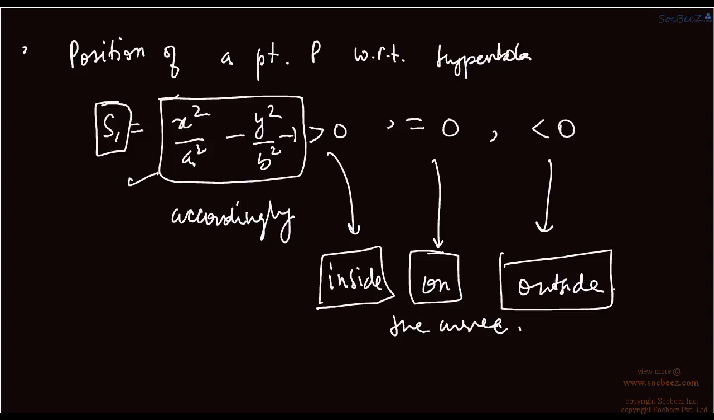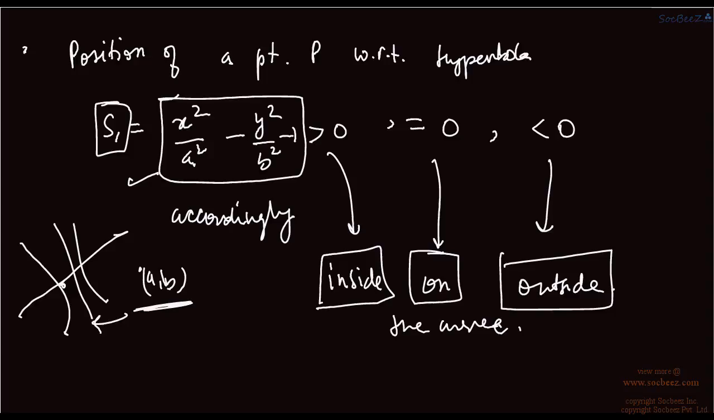Now, this is the position of a point. If you have any point, like this is your hyperbola, and you have to see what is the position of the point (a, b) with respect to this hyperbola, then you will just put this a here, b here, and see whether it lies outside or inside or on the curve.